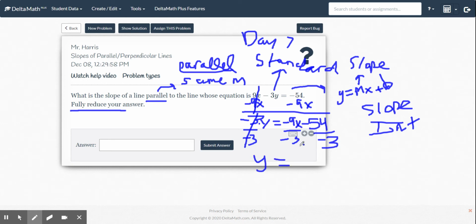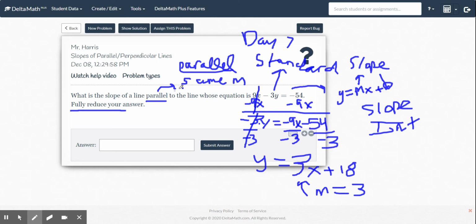Negative 9 divided by negative 3. A negative divided by a negative is a positive. And 9 divided by 3 is a ginormous 3, apparently. Don't forget our x. That's crucial. And then minus 54 divided by negative 3 will also be a positive. And I believe that is 18. Double check my math there. Not that it's really going to matter, because we are focused on our slope being 3. So the slope of this line is 3.